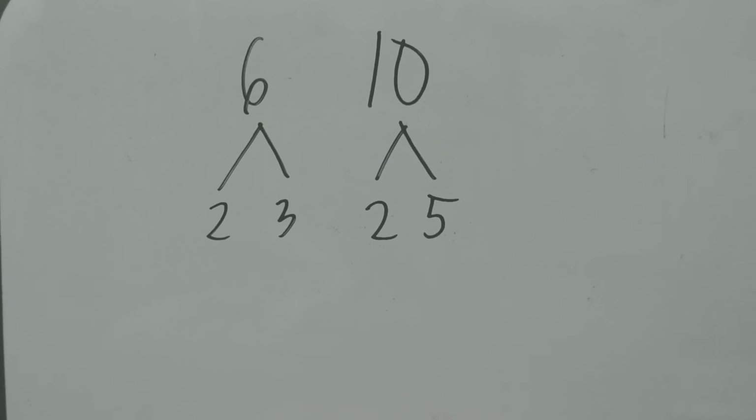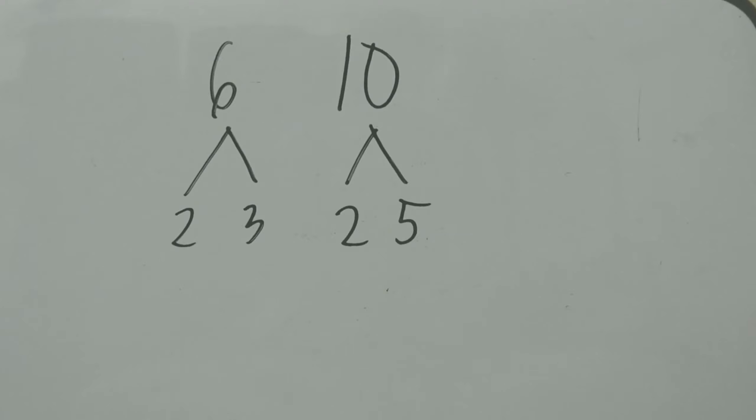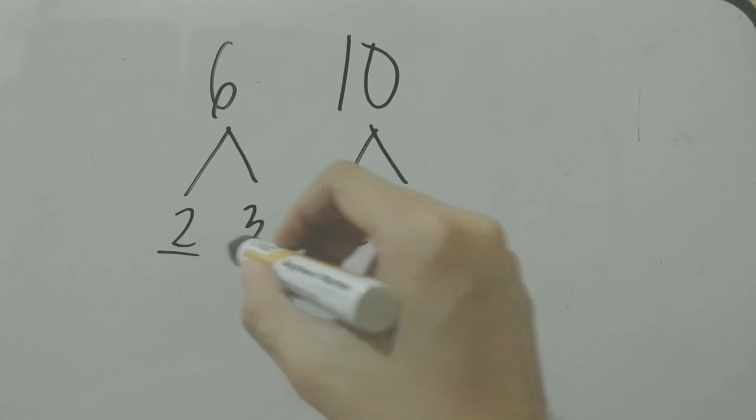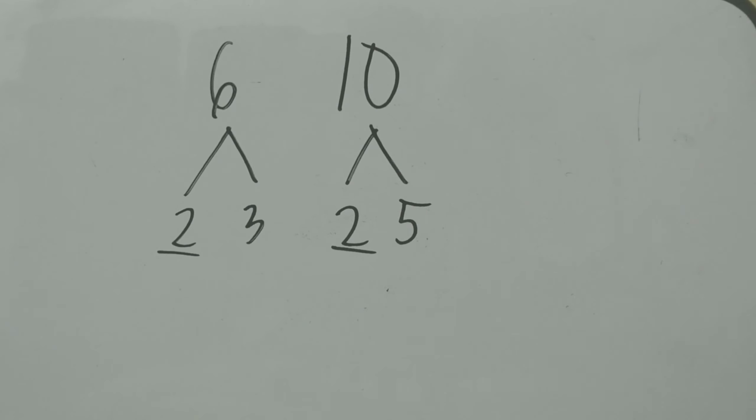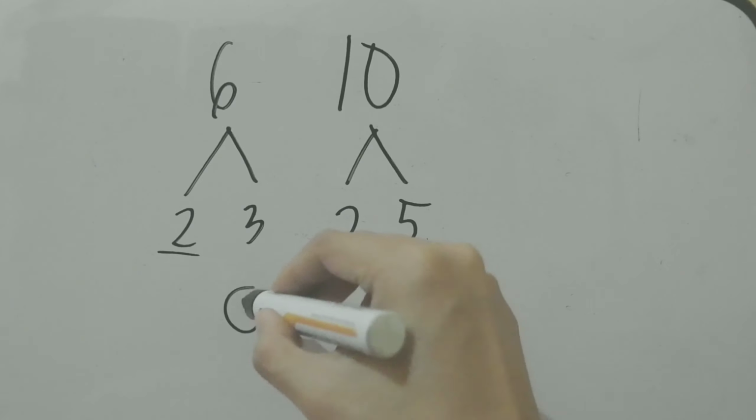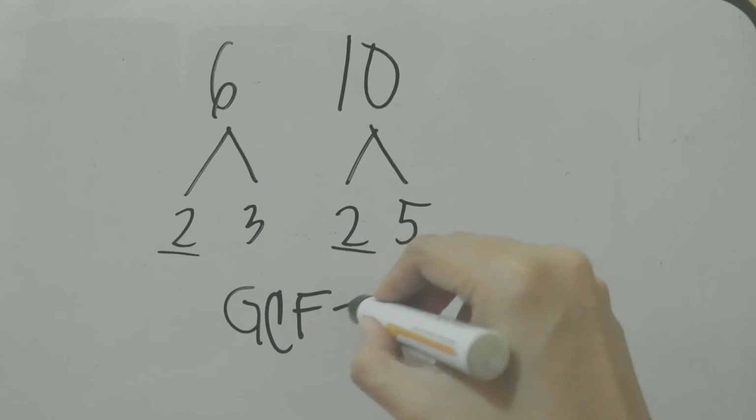So let's look at the prime factors of 6 and 10. What are their common factors? We have 2 here, and we also have 2 here. Since only 2 is the common factor of 6 and 10, therefore, their GCF is equal to 2.